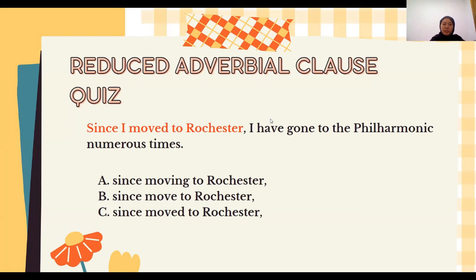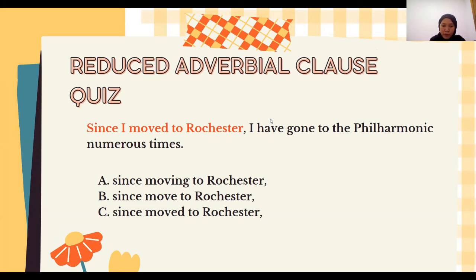Today I would like to give you examples about reduced adverbial clause. So first sentence we have, since I moved to Rochester, I have gone to the Philharmonic numerous times. There are three options of right reduced adverbial clause from this sentence.